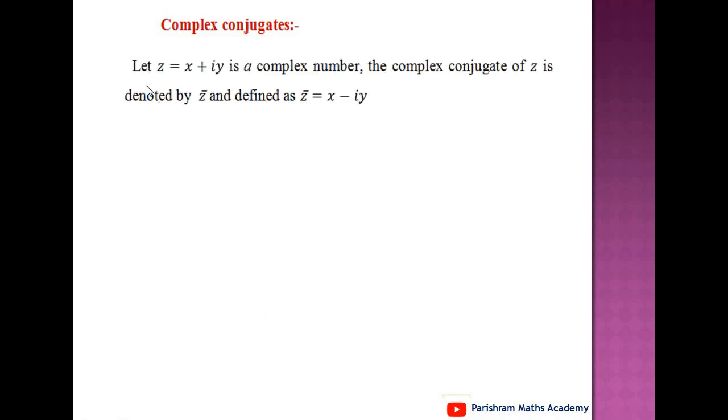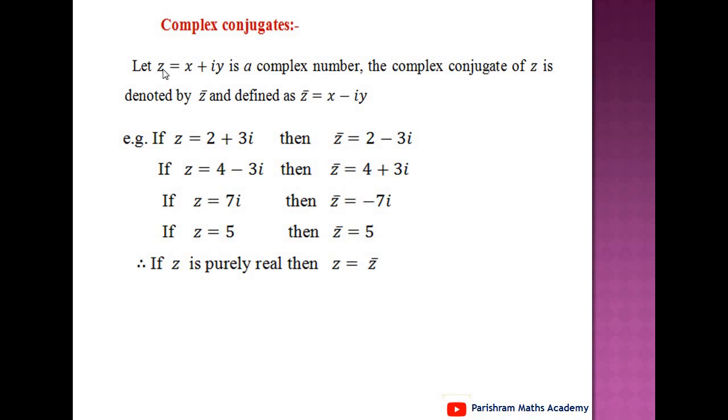Next, complex conjugate definition. Let z equal to x plus iy be a complex number. The complex conjugate of z is denoted by z bar and defined as z bar equal to x minus iy. It means if z equal to x plus iy is a complex number, then the complex conjugate, nothing but z bar, equals x minus iy. For example, if z equal to 2 plus 3i, then the value of z bar is 2 minus 3i.